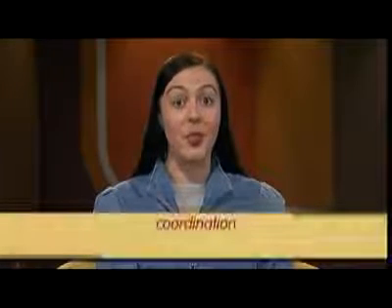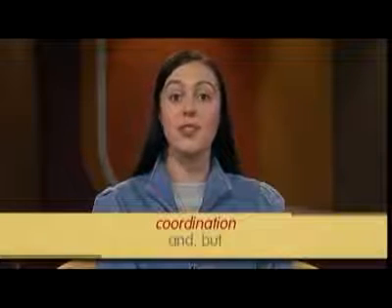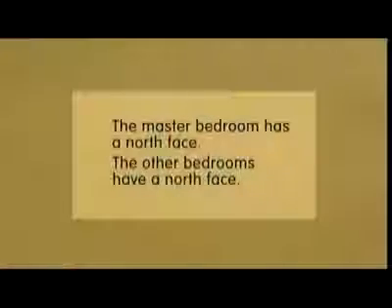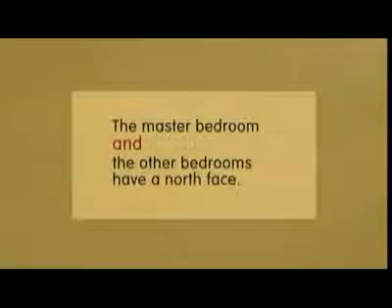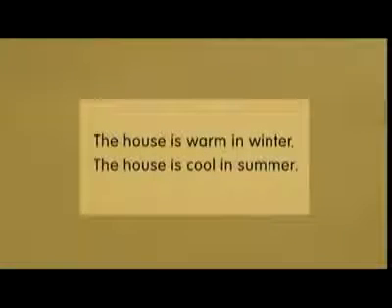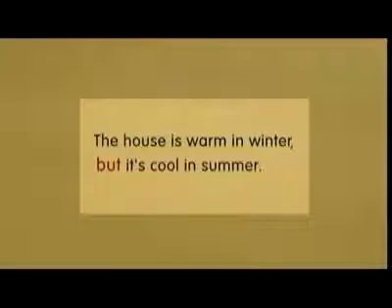Now let's practice that. Join these simple sentences to make compound sentences using coordination. Here, try to use "and" or "but". The master bedroom has a north face. The other bedrooms have a north face. The master bedroom and the other bedrooms have a north face. And here's another one. The house is warm in winter. The house is cool in summer. The house is warm in winter, comma, but it's cool in summer.